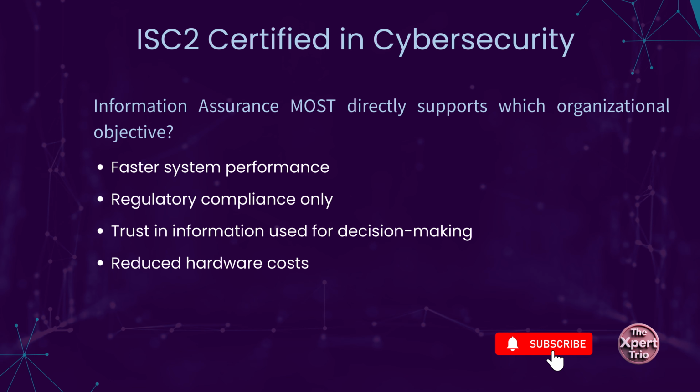Regulatory compliance is supported by information assurance, but it is not the main objective. Information assurance mainly ensures that information is accurate, reliable, and trustworthy, so it can be confidently used for making decisions. Answer is trust in information used for decision-making.